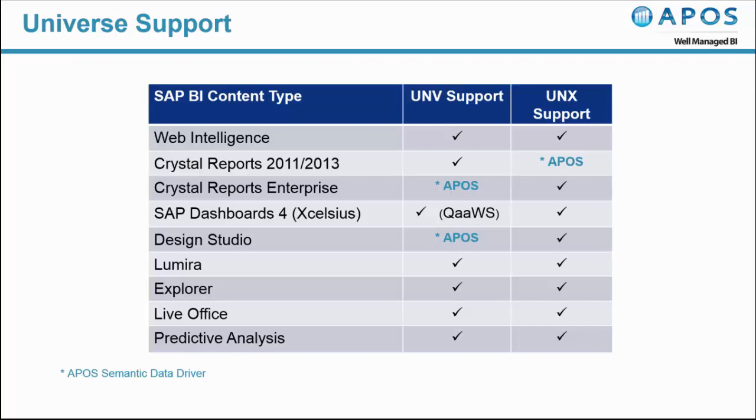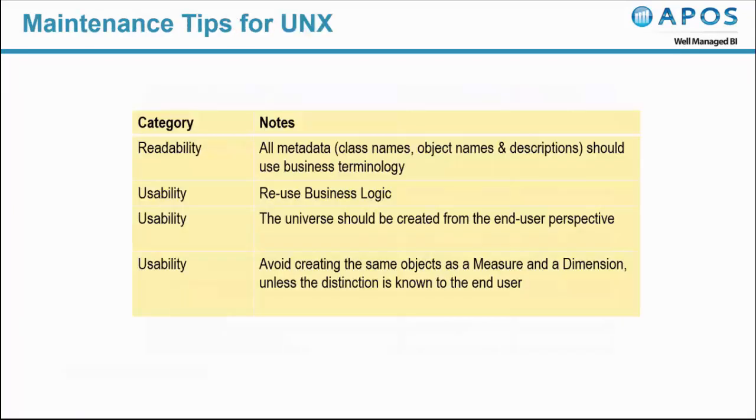Now I mentioned that out of the box, the others didn't support that type. So for example, Crystal Reports 2011-13 natively won't connect to UNX, but through the APOS Semantic data driver, we can connect Crystal Reports 2011-13 to a UNX, or Crystal Reports for Enterprise to a UNV. Also, Design Studio can consume not only UNX natively, but also through the Semantic data driver can consume a UNV universe as well. So there are some ways around some of the possible limitations for connection.